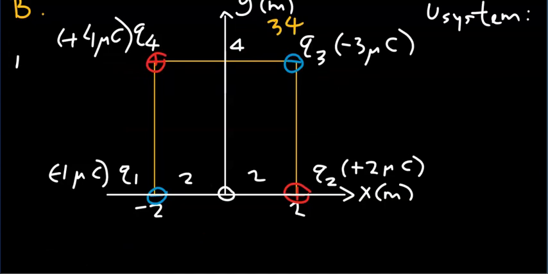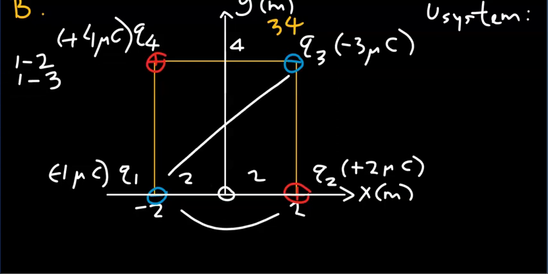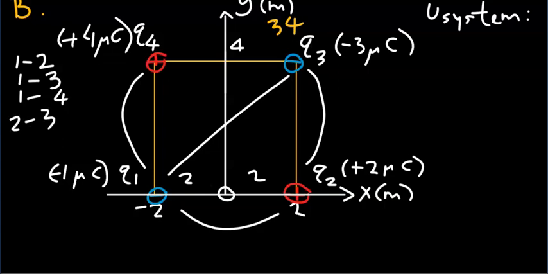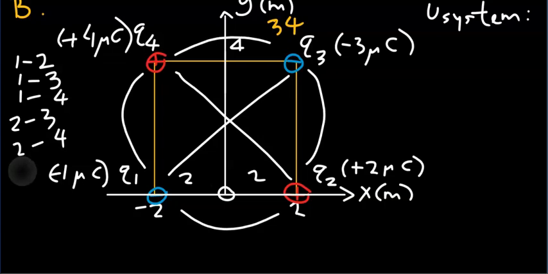The first pair is pair 1, 2. These two. The second is 1, 3. So 1 and 3 is that. 1 and 4, that means that. 2 and 3. 2 and 4, so that is the fifth one. And finally 3, 4. So there are 6 pairs. Let's write them down one by one. Let's begin with 1, 2.